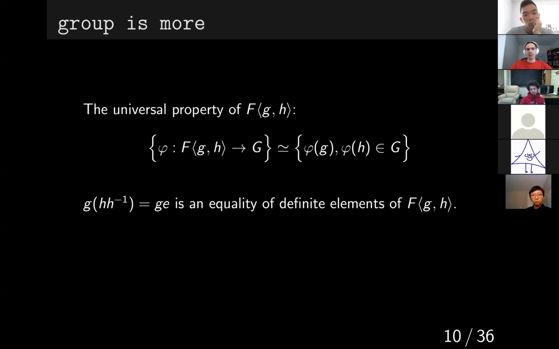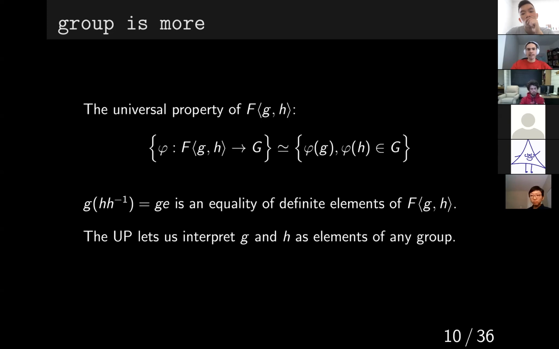And then if we look at the expressions that we had before, something like g times h, times h inverse, parenthesized this way, equals g, is an equality of definite elements in F(g,h). You can write elements as strings of the symbols g, h, their formal inverses, and the identity. And the universal property lets us interpret g and h as being elements in any group. So that's what connects the free group on two generators, this specific initiality universal property, to any other group that we may care about.